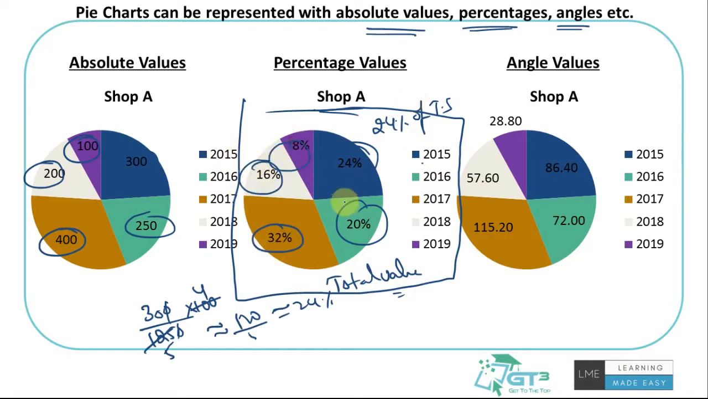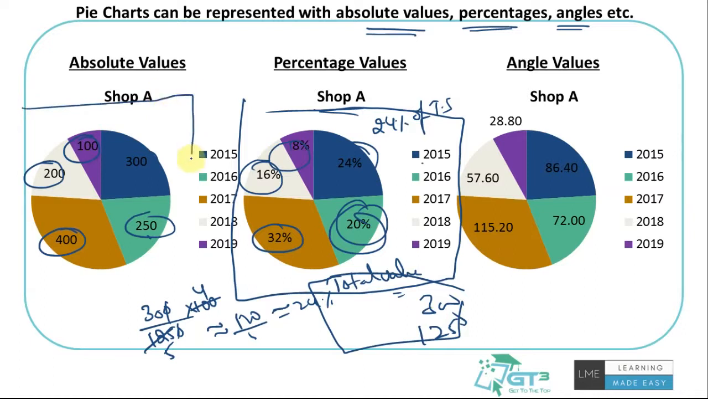I know that out of 100% it is 20%. If my total value is 300 units, I would have sold 60 units. If my total value is 1250, I would have sold 250 units. So this piece of information is required. Whereas if the pie chart is actually showing me the absolute values, I can straight away say that shop A in 2015 sold 300, 215 in 2016 and so on. What is the total value? I just need to sum them up.